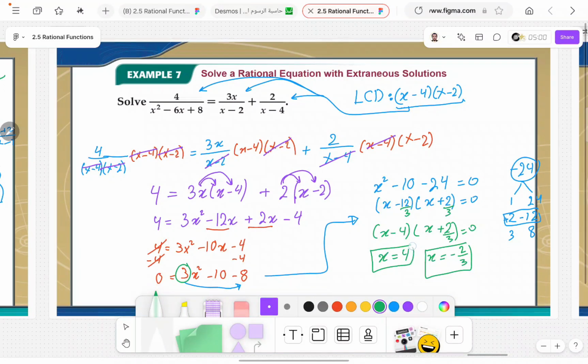Now I have these two x values, and I need to check which one is the correct answer. Just take this 4 and replace every x with it, here and here, and check the answer. If the right side equals the left side, it's correct. If they are not equal, it's not an answer. You have to do the same thing with negative 2 over 3. Replace every x and check if they are correct. Maybe one of them is correct and one is not, so you have to check both.